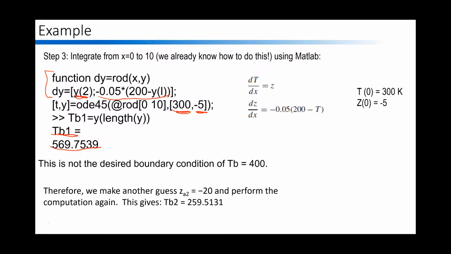In this case, let's assume maybe that our second guess is negative 20. We can do this again. We can do the projection again. And this is going to give us TB equals 259 Kelvin. Now, instead of overshooting like we did up here, we've now undershot that temperature. It's way too low.